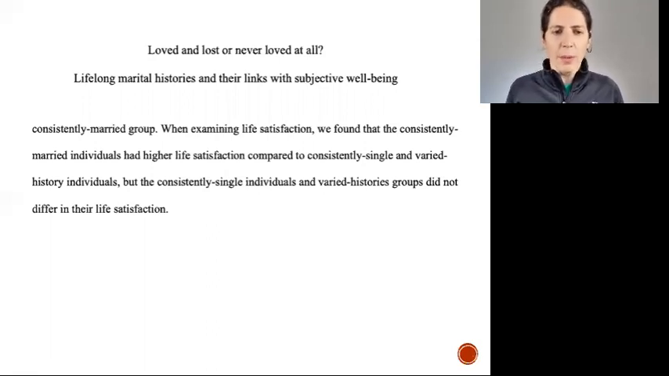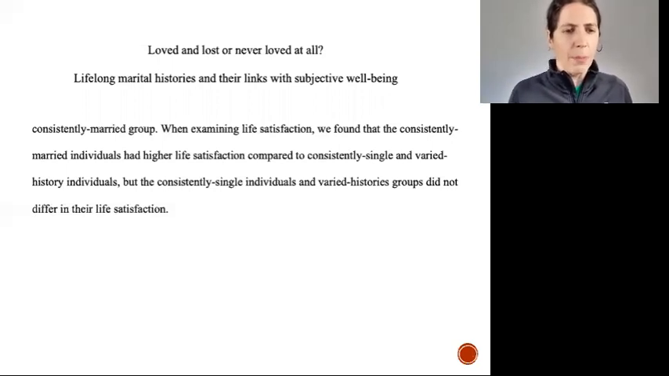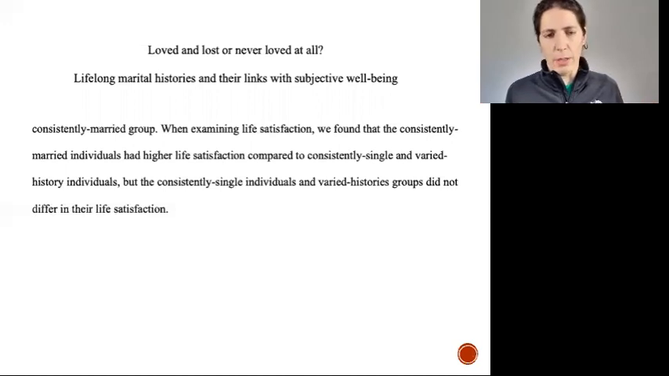They say, when examining life satisfaction, we found that the consistently married individuals, people who were married and then never got divorced, had higher life satisfaction compared to consistently single, people who never got married, and varied history, people who were sometimes married but then were not married again. And so, again, they're careful not to make a causal claim. They're just saying this group was higher in life satisfaction than these other groups.